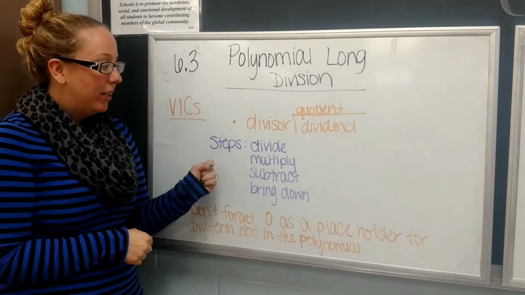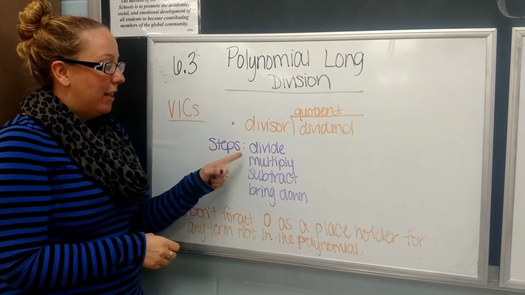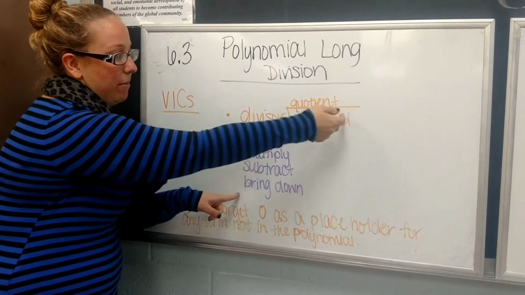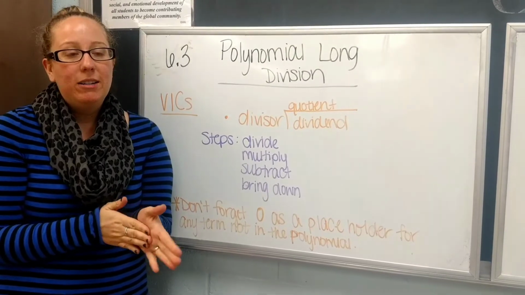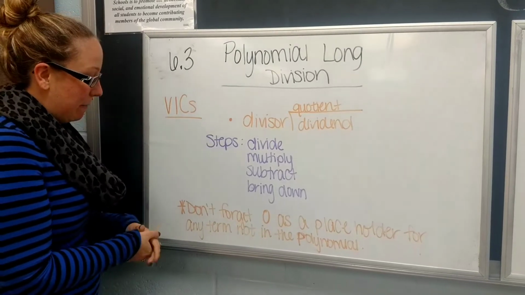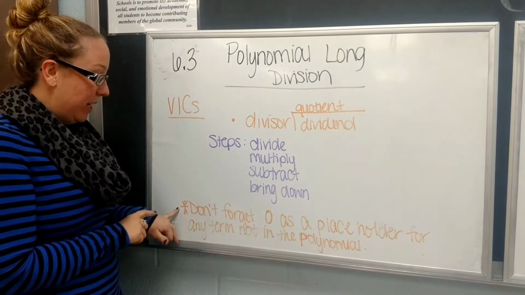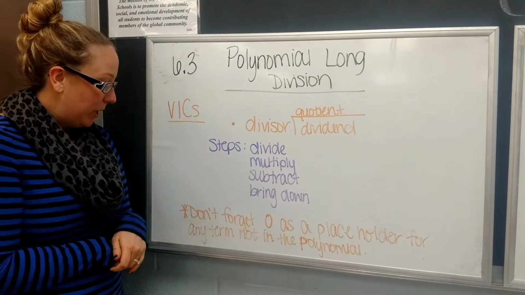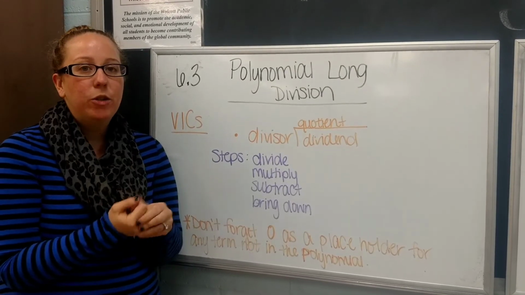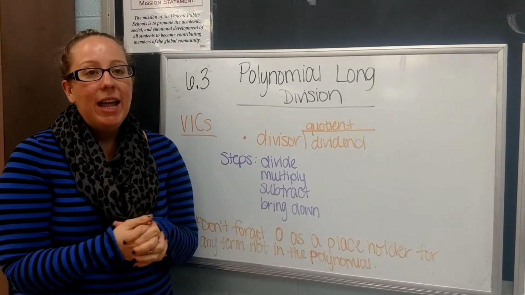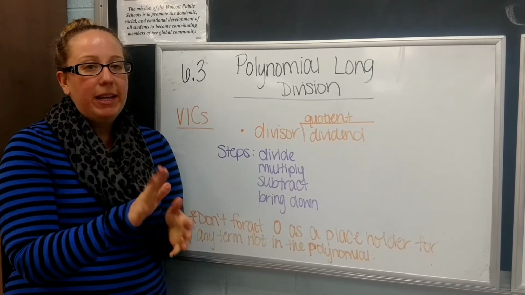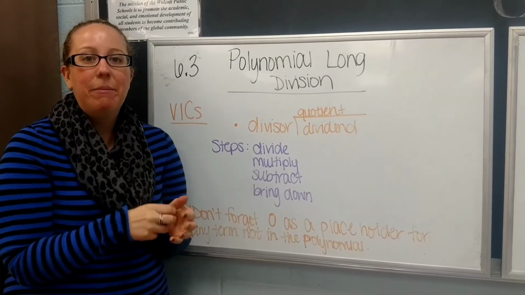And your steps: you're going to divide, then you're going to multiply your top number by your divisor, subtract down, and bring down your next term. Very similar to long division in 4th grade or so, whenever you learned long division, but this time just with polynomials. And then one last thing to note is you don't want to forget a 0 as a placeholder for any term not in the polynomial. So if you're given a polynomial that says 2x cubed minus x plus 1, and you don't have that x squared term, you want to put in a 0x squared to hold the place for your x squareds, because you'll get them as you divide.